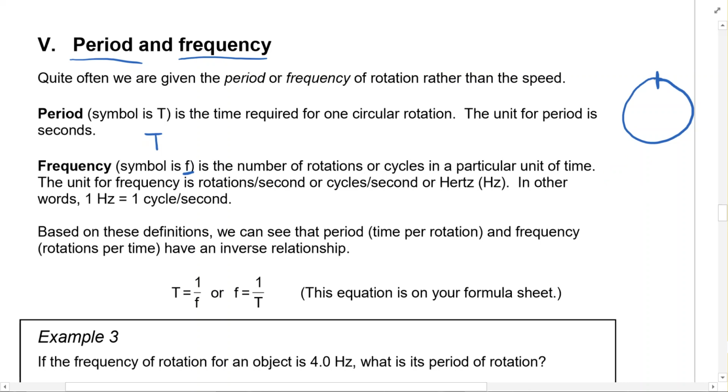So period was how long does it take to go around a circle. Frequency is saying, in 1 second, how many times does this thing go around? So maybe in 1 second, this thing will spin around 5 times. That thing would have 5 rotations per second, or 5 cycles per second. And the unit for cycles per second is called hertz.